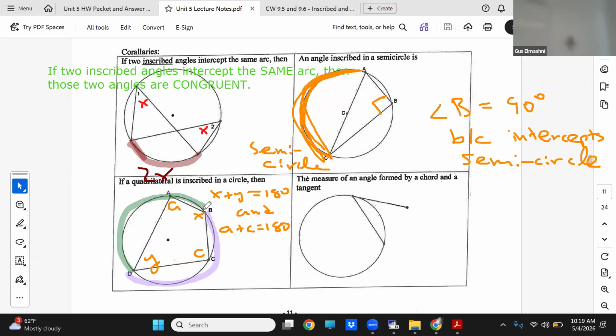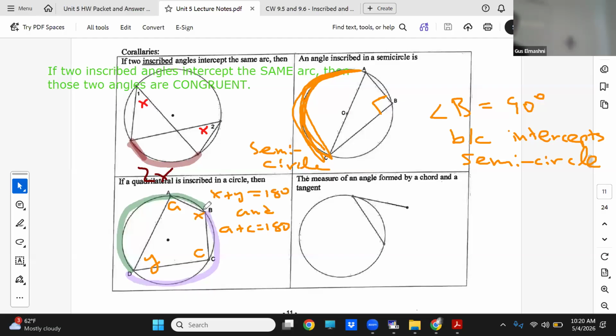Likewise with X and Y. If I look at X and Y, I do the same exact thing, and it also has to be 180. And also, if you think about it, all four of these angles have to add to what? A quadrilateral has to have 360, right? And if I add both equations, do I get 360? Yeah. X plus Y plus A plus C, 180 plus 180. So that's another thing that's happening too.